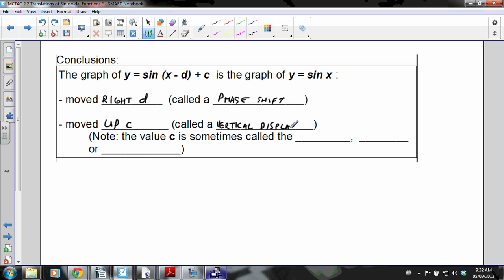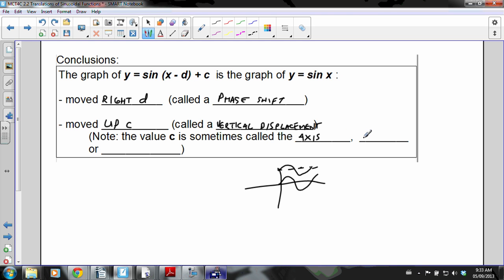Displacement just means like a change in position, right? Vertical means up and down, so it's kind of just a fancy math way of saying up and down. What's neat though is this value often has different names. In the video I was calling it the axis. So we think of that being the x-axis, but when we moved it up, then it's kind of like it's going back and forth over a new axis. This is the new axis, right?